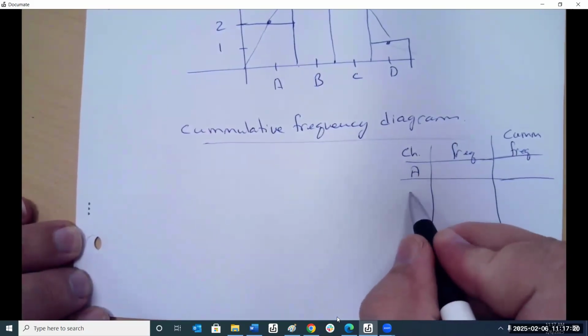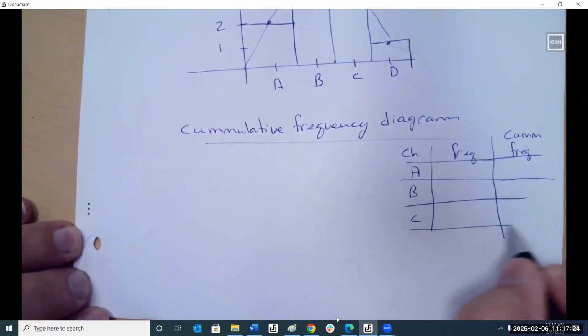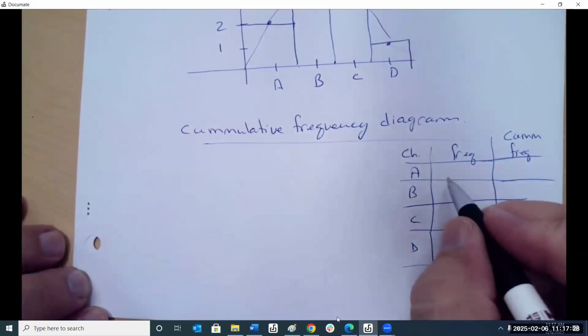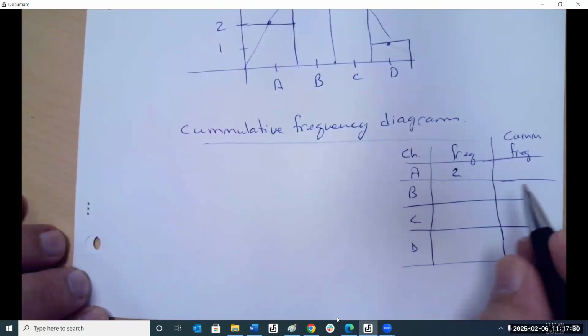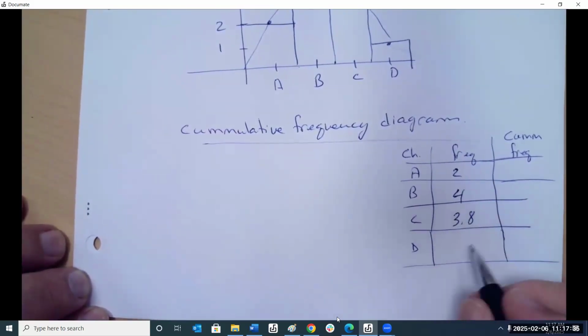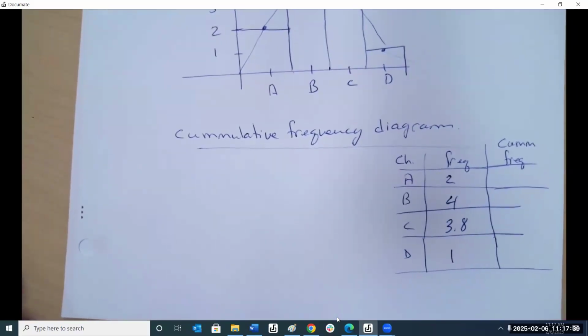So this is A, this is B, C, D. A had 2, B had 4, 3.8, and 1. So the cumulative frequency is a running total as we're going along.